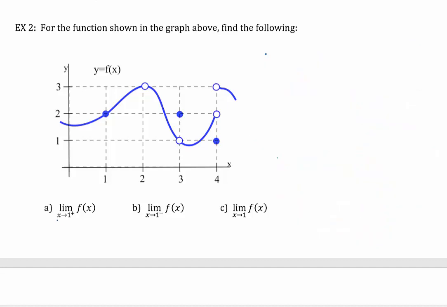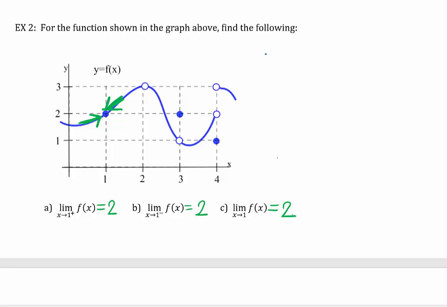So part A says we are approaching x equals 1 from the right, and so I go on this graph. If I approach x equals 1 from the right, it looks like the y values are approaching 2. So this limit is going to equal 2. Part B has the little minus sign. So now we're approaching x equals 1 from the left, and those y values appear to also be approaching 2. Because your left and right-handed limits are the same, that means your two-handed limit is also equal to 2.